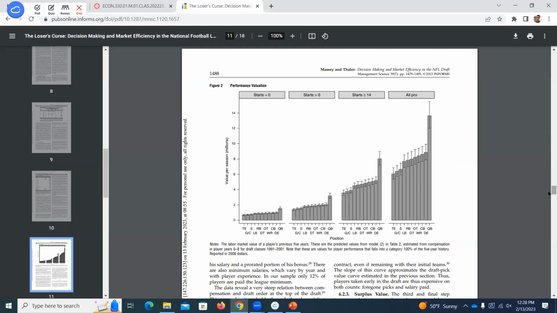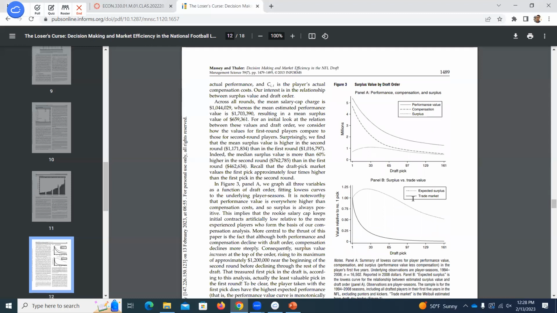I was just going to say, do you think that's because teams are reaching for a quarterback? So my guess would be there's some of that going on, but I would really only expect that if you saw a real quick thing, right? This has this nice increase in surplus. We look at it, it goes all the way to basically the end of the first round.